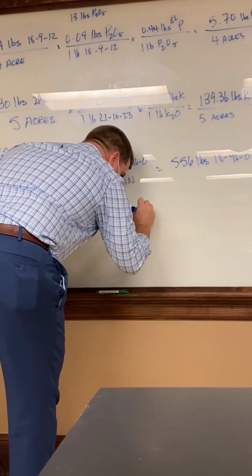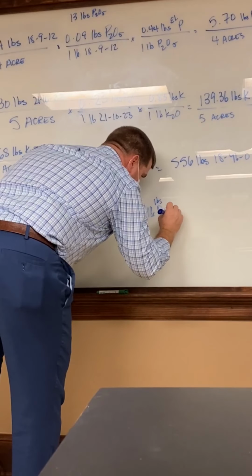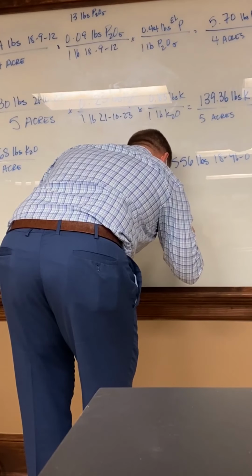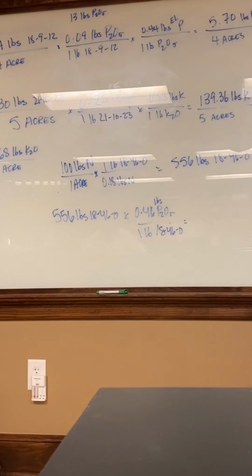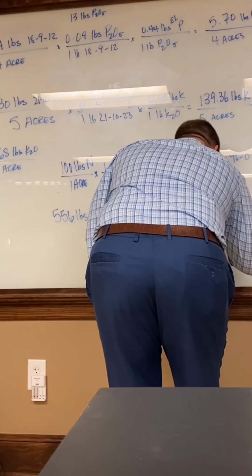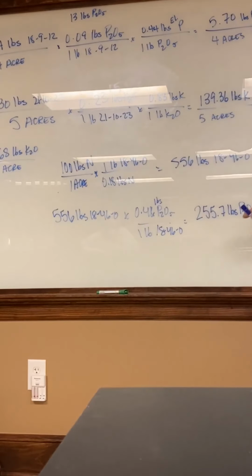556 pounds of 18-46-0 times 0.46 pounds P2O5 in 1 pound. What's that equal? It's like 225 or something. 255.7. So 255.7 pounds of P2O5. Astronomical. Right. That makes more sense. Does that make more sense now? Yeah.